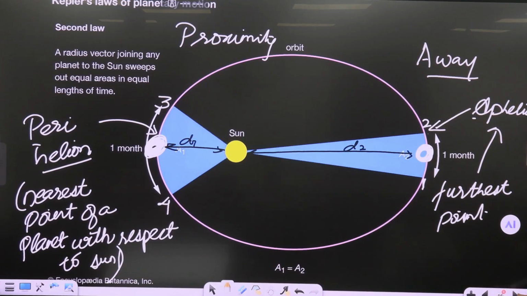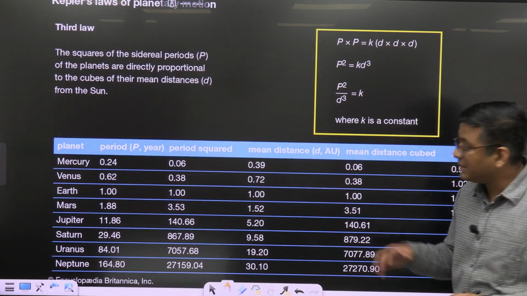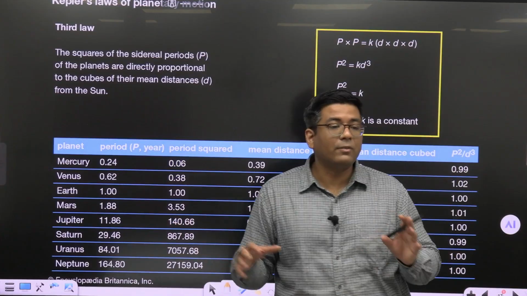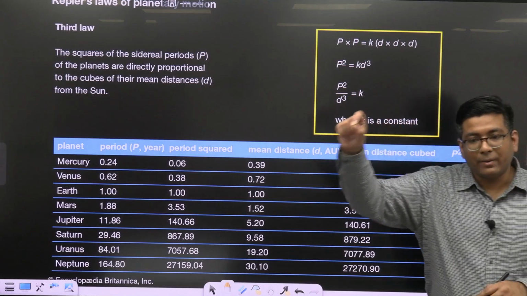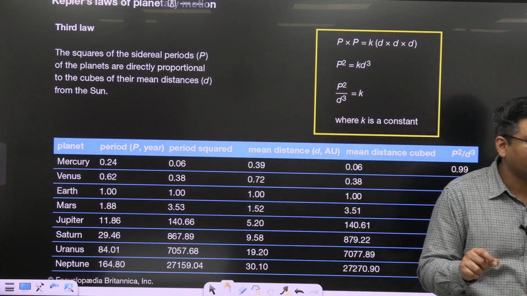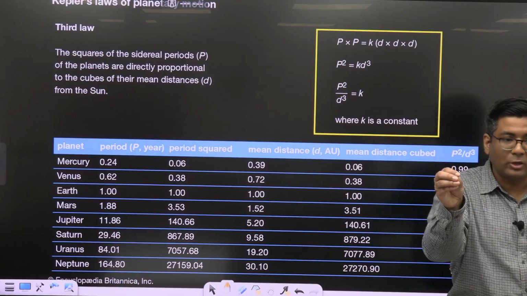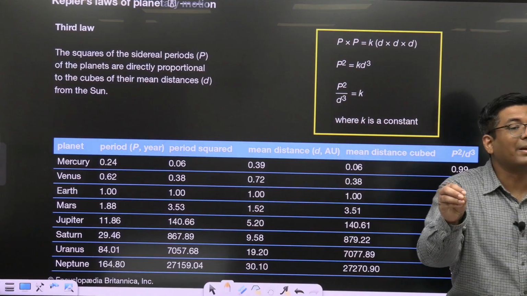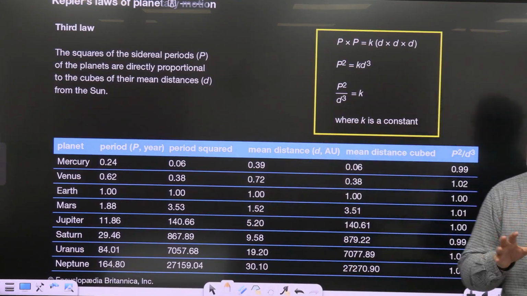Okay, you do not need to know this in great detail. The third one is basically the one which is of some value to us. The third one says something about the time period for the revolution of a planet. Time period basically means that if it starts from a particular point, what is the time taken by the planet to come back to the same point? That is called the time period.